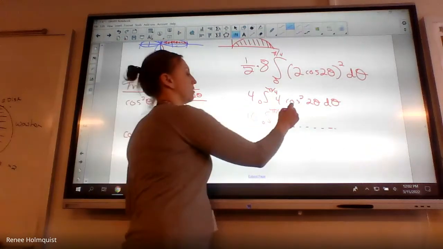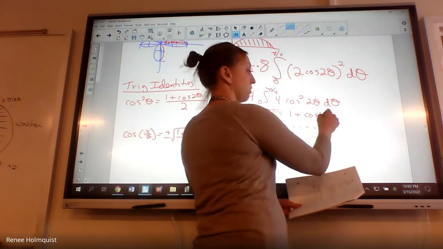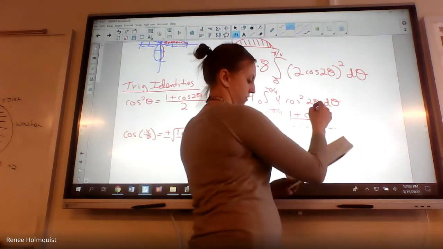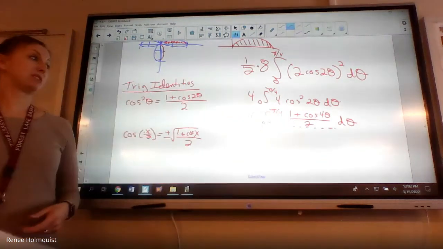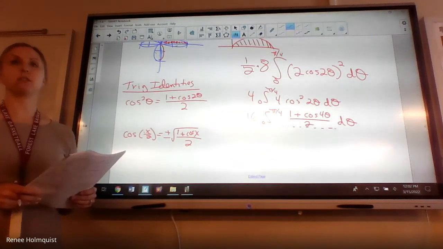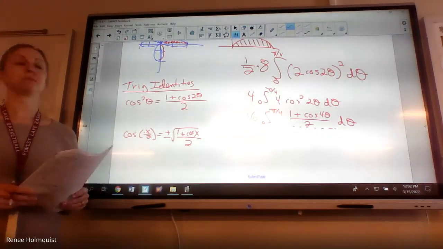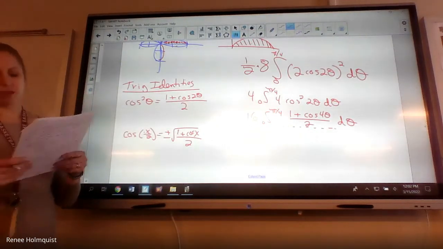So you don't want to use the double angle then? You do not, because it's squared over 2. I guess you could use the double angle twice. I'm sure that would get you to where that is. Yeah, you can do that too. Either way, you should get a version of that.